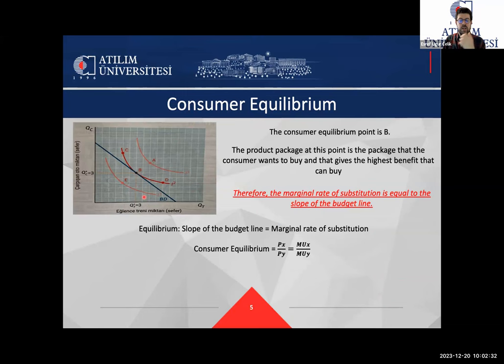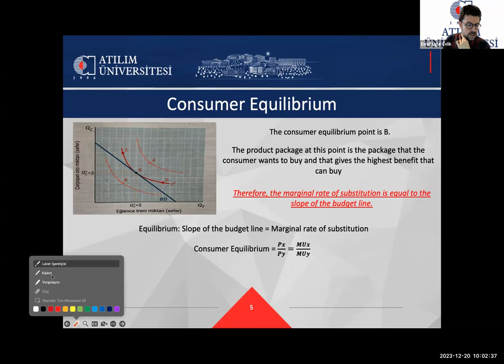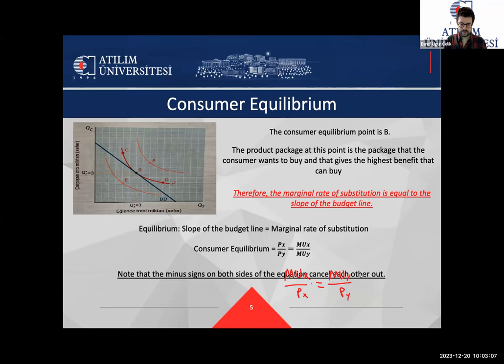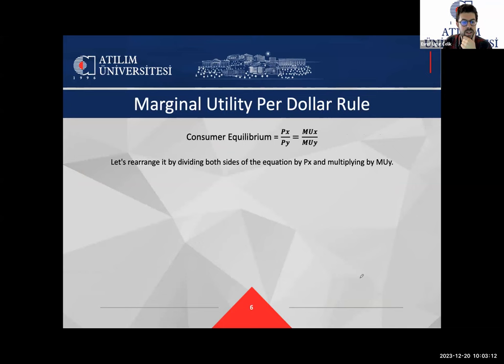So the maximum utility condition is that we can change the form of the marginal equilibrium condition to this way: marginal utility of X divided by price of X equals marginal utility of Y divided by price of Y. I also wrote it over here. So the consumer equilibrium condition is this. This is the equality condition.